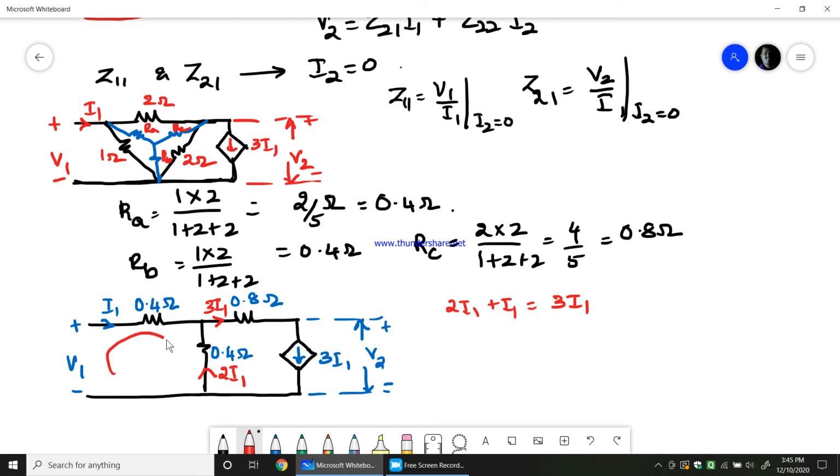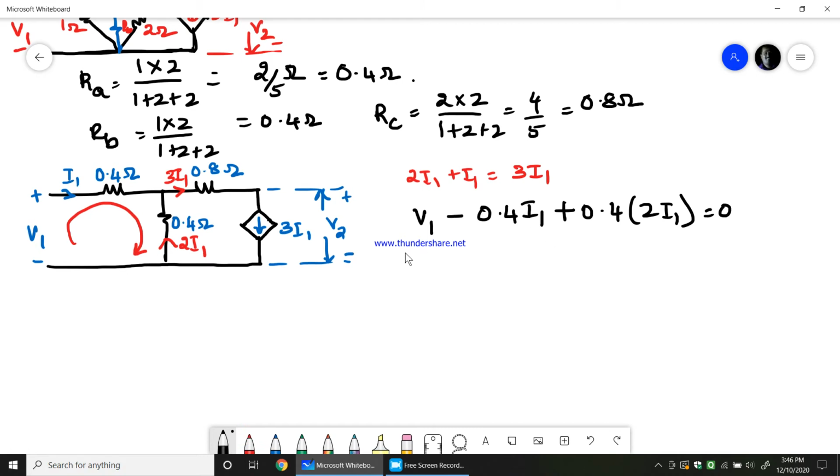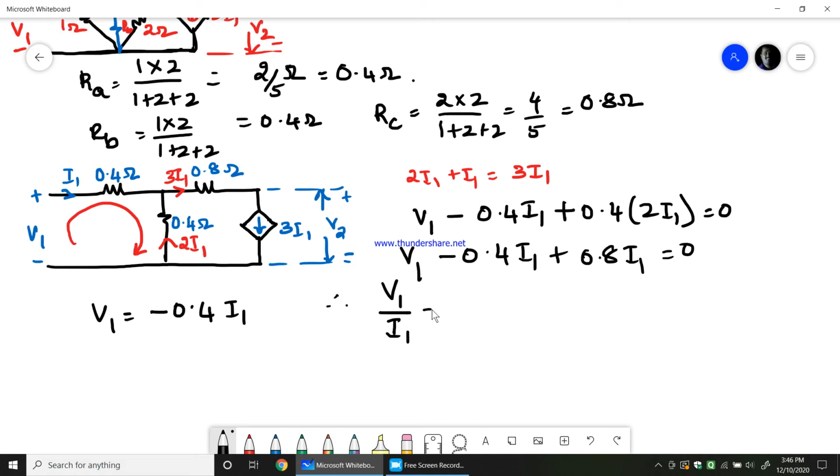Now I'll put a loop equation, a KVL equation, for this loop. I'll get plus V1 minus 0.4 times I1. I assumed the current is entering in this way, but this current is in the opposite direction, so I can say plus 0.4 into 2 times I1 equals 0. So we end up getting the V1 and I1 ratio here: V1 minus 0.4 times I1 plus 0.8 times I1 equals 0. So V1 is equal to minus 0.4 times I1, since 0.8 minus 0.4 is 0.4 and moving to the right hand side it becomes minus 0.4. Therefore, V1 by I1 equals minus 0.4. So this is Z11, which is minus 0.4 ohms.